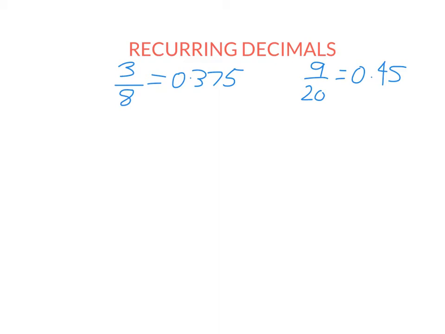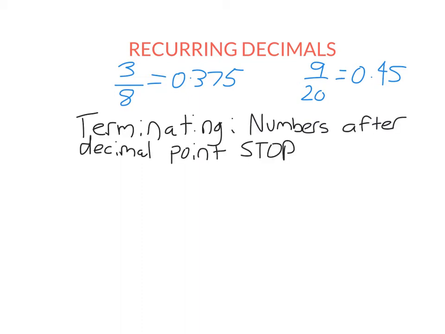So these two decimals, 0.375 and 0.45, are relatively easy to work with because they are what we call terminating decimals. Now, terminating means ending or stopping. So what's ending or stopping are the numbers after the decimal point. A terminating decimal means the numbers after the decimal point eventually stop. So unfortunately, not all decimals are nice like that. Some decimals never ever stop, and we're going to look at them in a second.